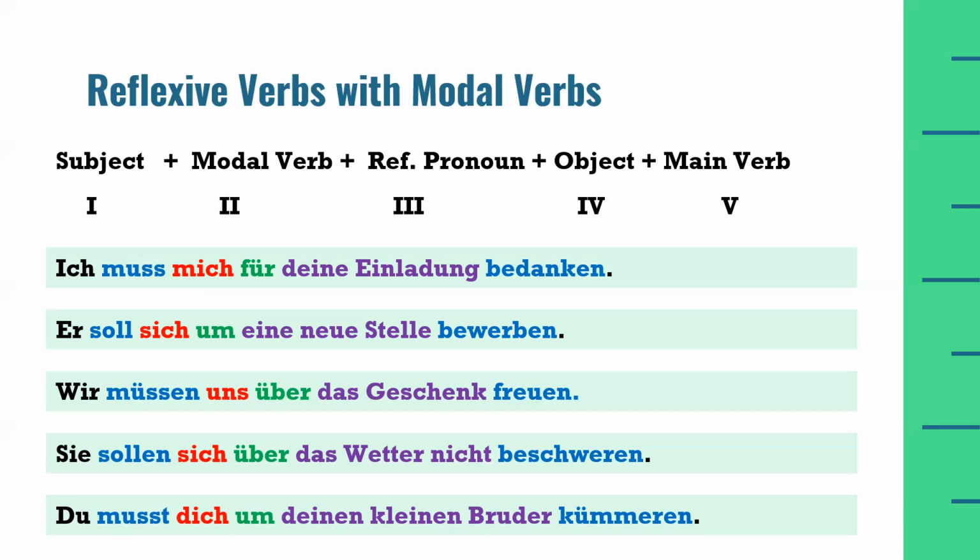So I hope that this was a quite comprehensive overview of reflexive verbs. We have seen the usage of reflexive verbs in combination with modal verbs, in combination with the Partizip II form or the perfect form, and we have seen examples. I hope it is clear to you now.